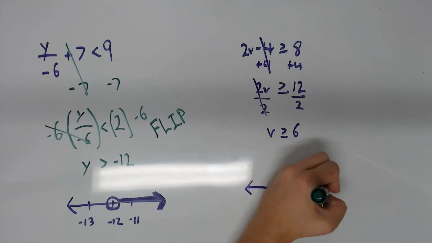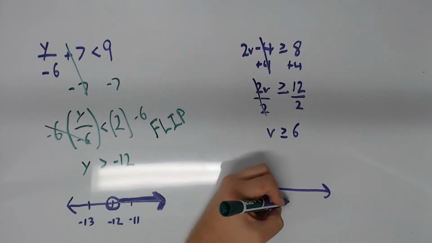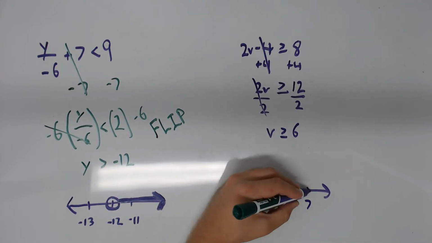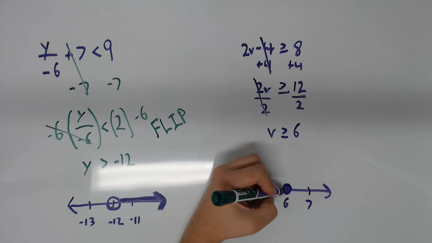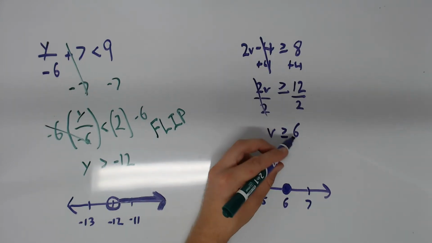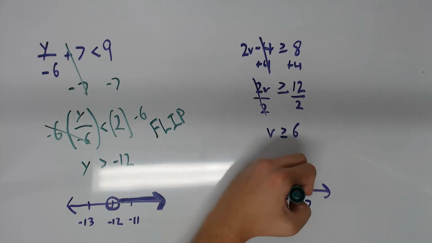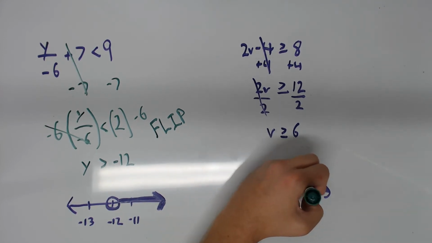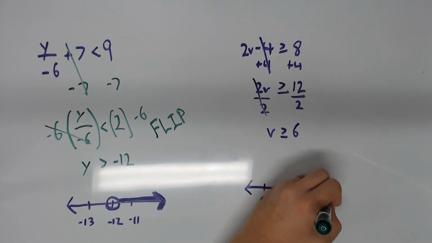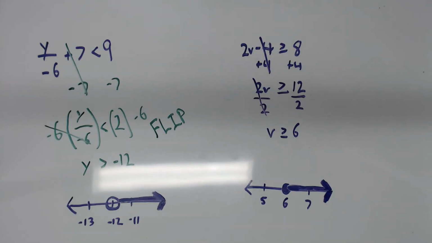Again, I'll throw the graph up one more time. 6 in the middle, one number smaller, one number bigger. Now I do get a closed circle because I've got my or equal to sign. And v is greater than or equal to 6. The alligator's eating the v. So I'd shade to the right because that's the bigger numbers.